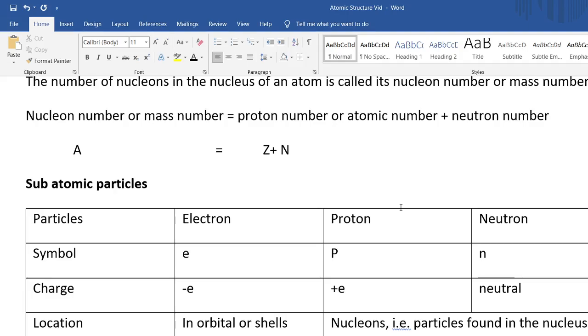The symbol of an electron is e, the symbol of a proton is p, the symbol of a neutron is n. The charge is negative for an electron, positive for a proton, and neutrons are neutral. In terms of location, our electrons are said to be on energy shells, and our protons and neutrons are said to be in the nucleus of the atom.